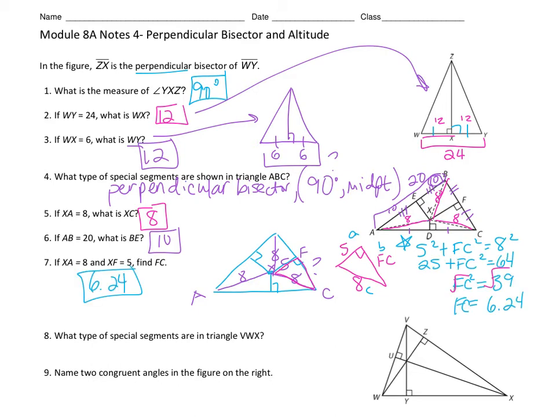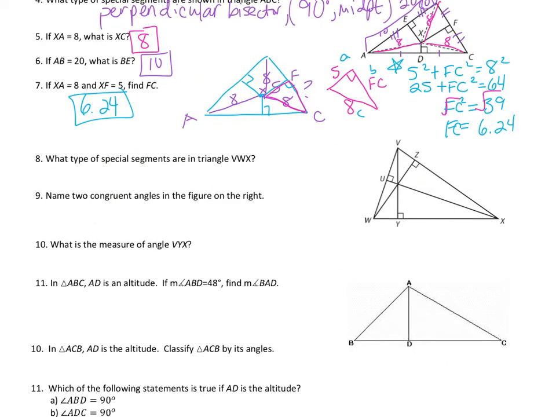For your final answer, this is what you should have gotten: the square root of 39, which is 6.24, for the length of FC, so on the outside of that triangle. Just like before, we need to determine which type of special segments we have now for this new triangle.